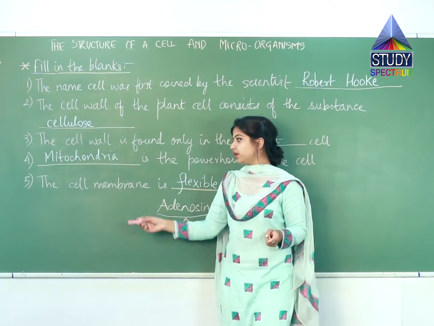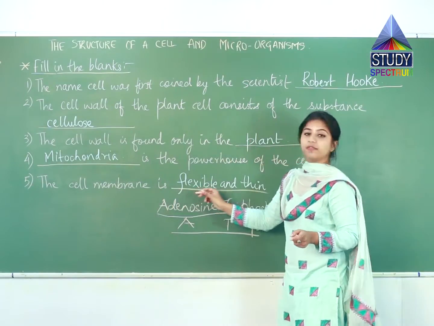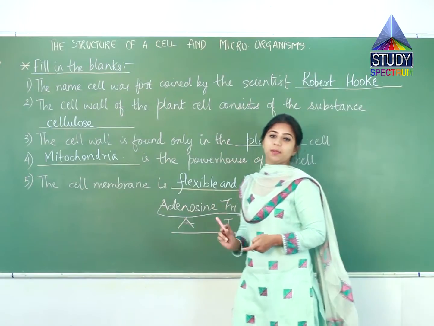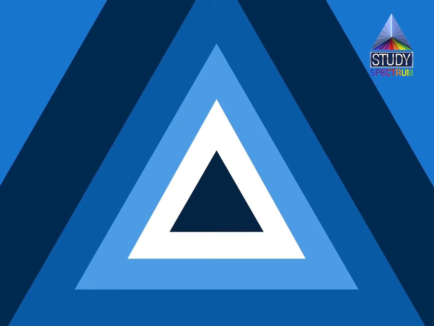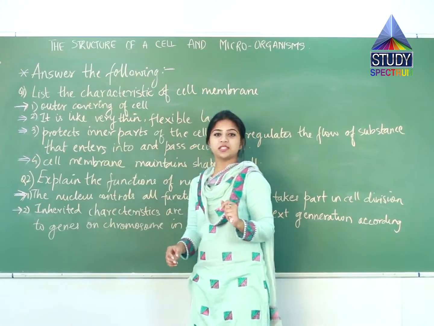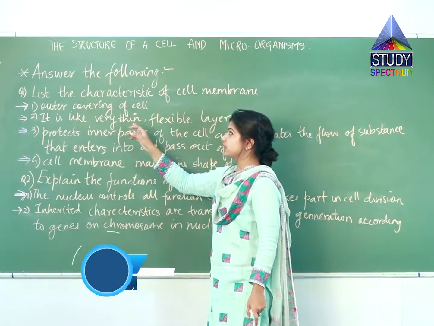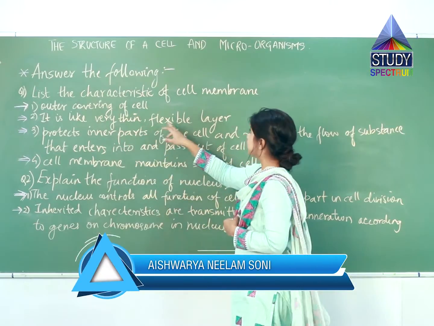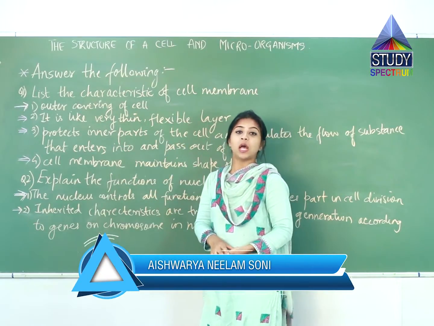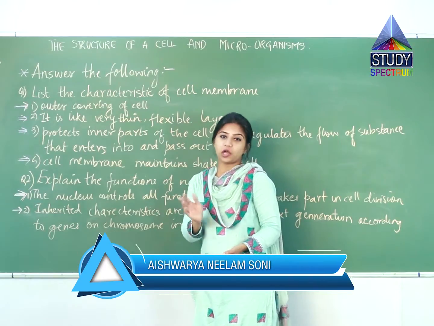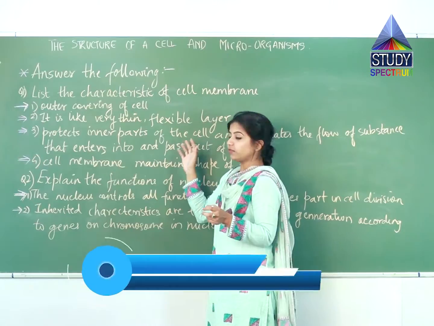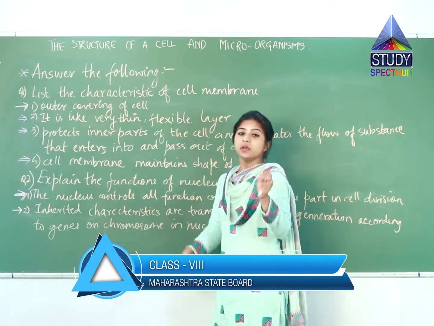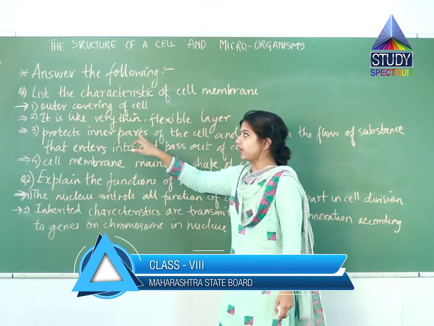Then the last one is the cell membrane is flexible and thin. We studied about this. Now let's move on to the next exercise. So the first question and answer we'll be discussing is list the characteristics of the cell membrane. Now I think I have made you a little thorough with this because I've explained and repeated this same set of answers 2-3 times for you, but still we'll repeat the points again.